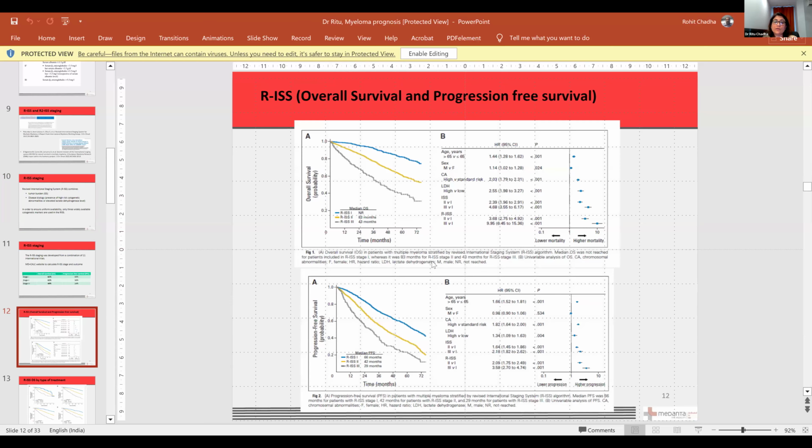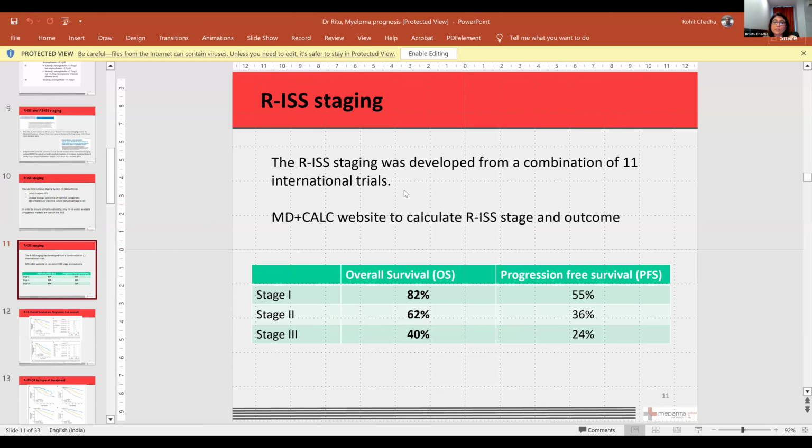Now, these are the survival curves which were statistically found. This was a multi-center study, and it included 11 international trial centers. The overall survival was found to be 82% in stage 1, 62% in stage 2, and only 40% in stage 3. This was based on a median follow-up of 46 months.